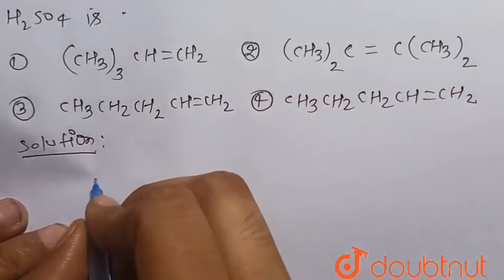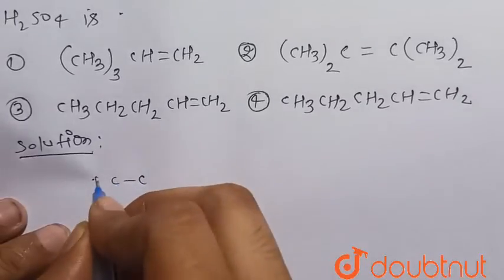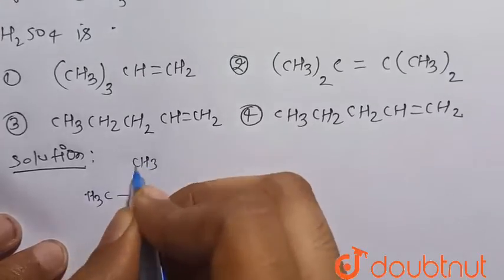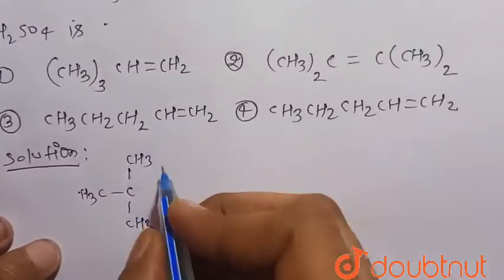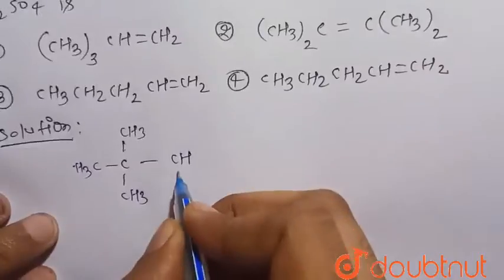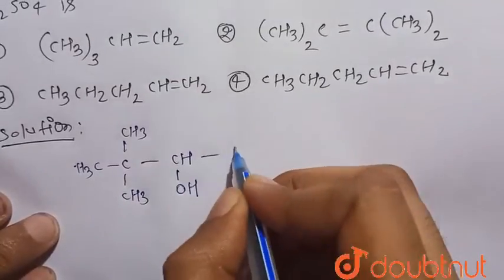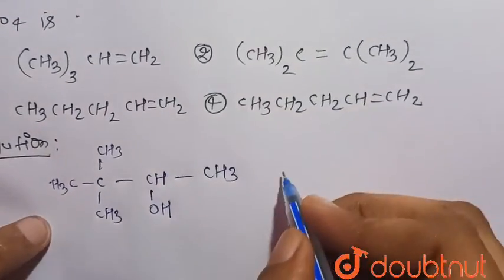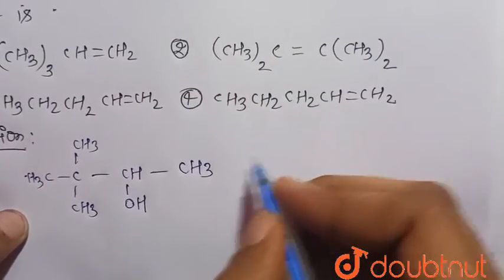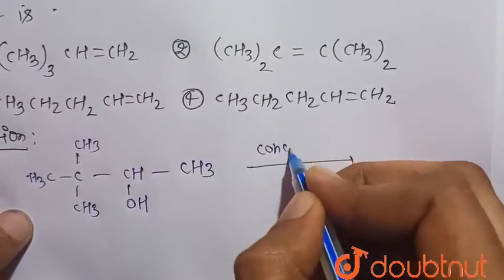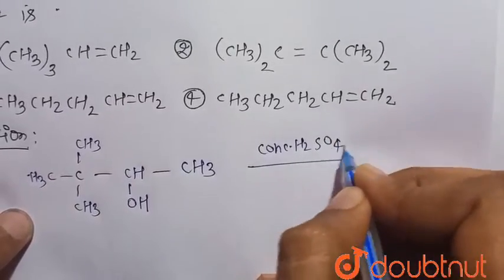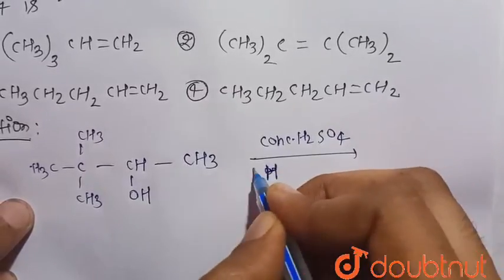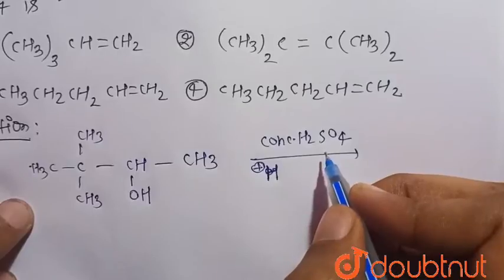So starting from the compound, we can write (CH3)3C-CHOH-CH3 in this way. So when it is treated with concentrated H2SO4, or H plus, because this is the acid, so it has H plus.